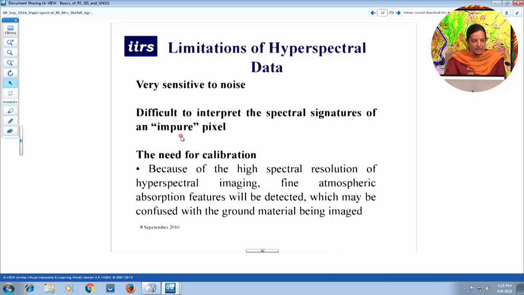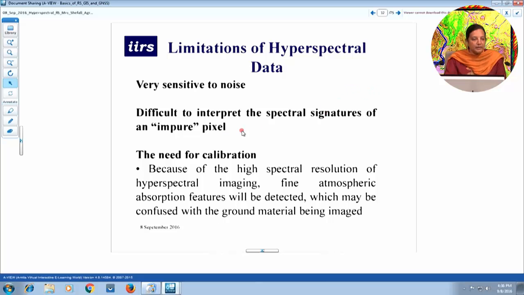mixed pixel effect. What is a mixed pixel? When we have a coarse to moderate spatial resolution, for example, let us consider 30 meter spatial resolution, within a 30 meter pixel you will have many land cover features. And the reflectance which is measured, or the reflected energy which is measured, is the weighted average of the energy reflected by different objects within that 30 meter pixel.